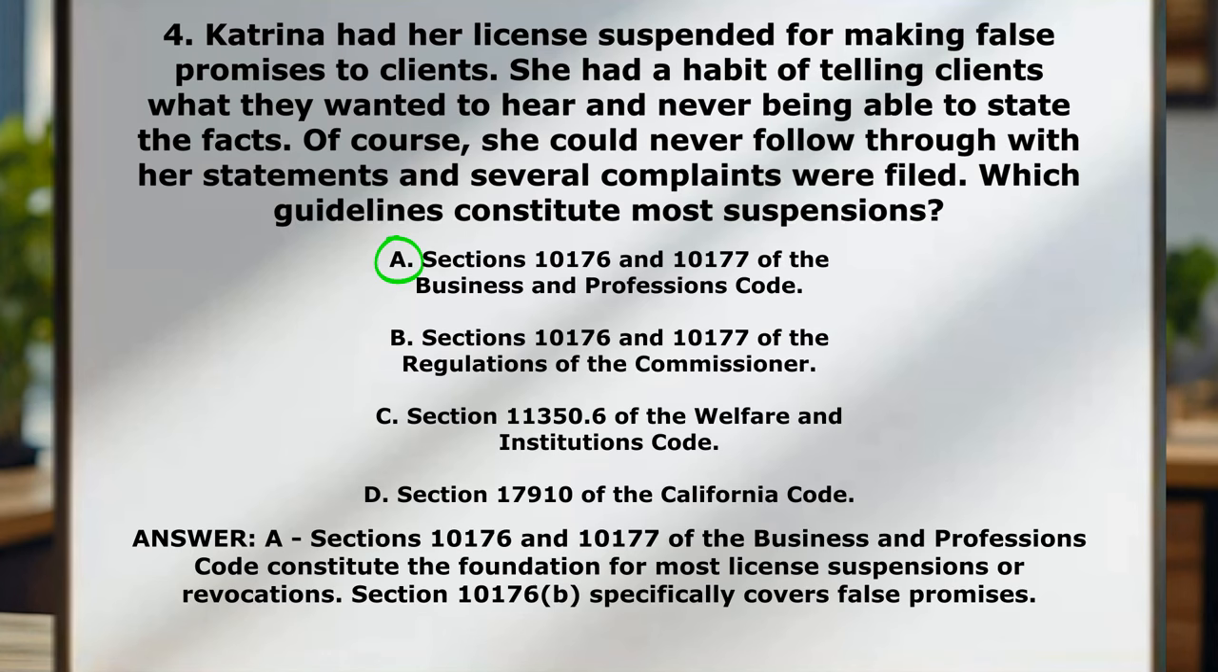So for this question, I think the biggest thing is just knowing what sections go with what codes or what kind of departments, right? So in this one, section 101.76 and section 101.77 go with the Business and Professions Code.